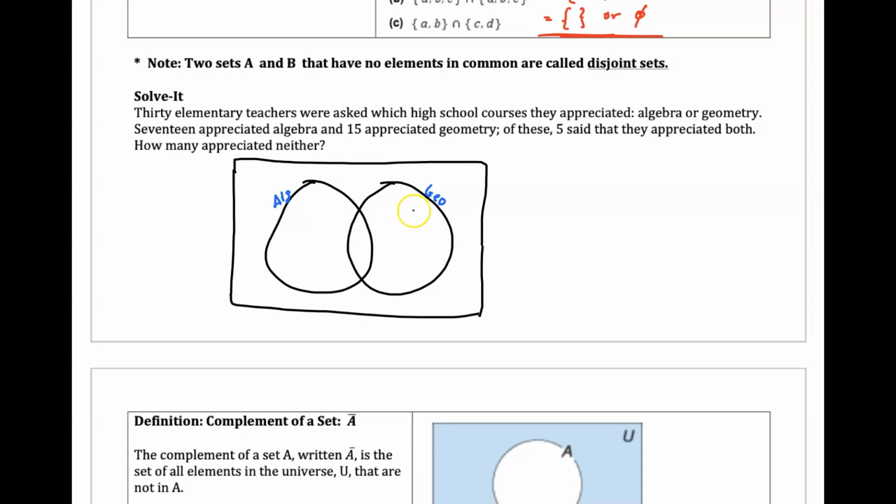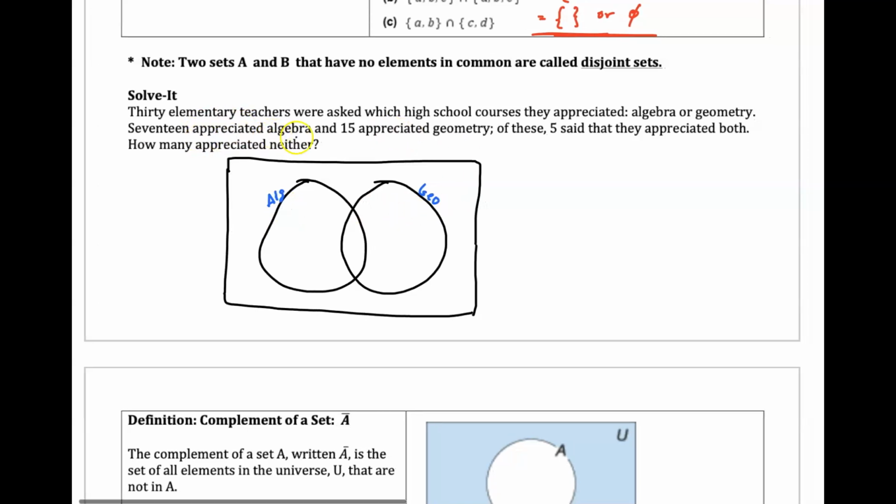We have algebra and geometry. 17 appreciated algebra, 15 geometry. Of these, 5 said they appreciated both. So of these over here, of the 17 and 15, what I now know is that this number here, the one that had both, would be 5. And out of these, 15 said geometry altogether, but this would leave me 10, because out of the 5 of these here, so like both, that leaves me 10 left over. Out of the 17, that leaves me 12 left over.